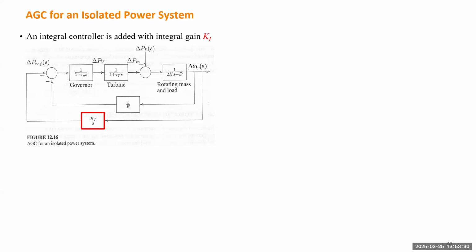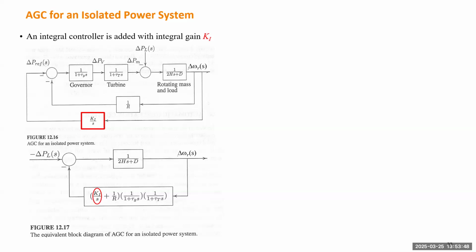So how do we model AGC? First, let's just assume we use the AGC just for an isolated power system, which can be modeled by this block diagram. We simply add the outer loop, which is an integral controller. Then we rederive the transfer function from the load change to frequency deviation.